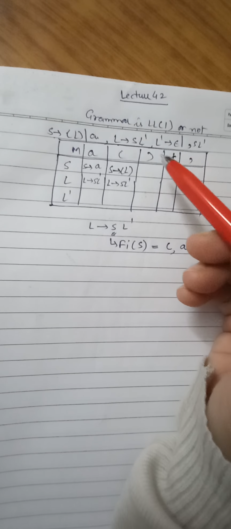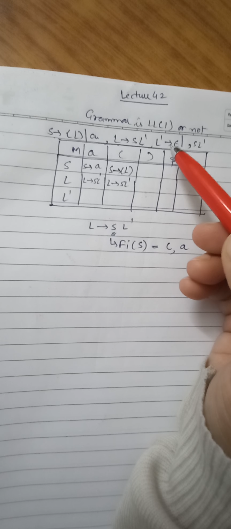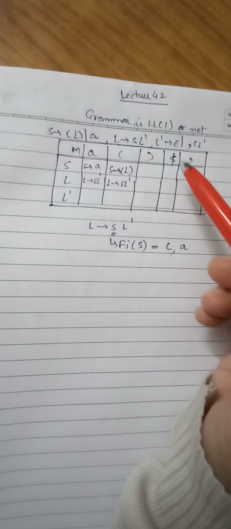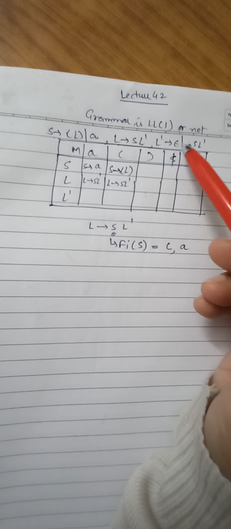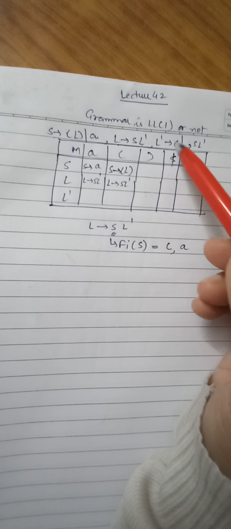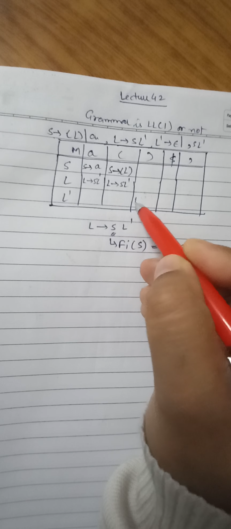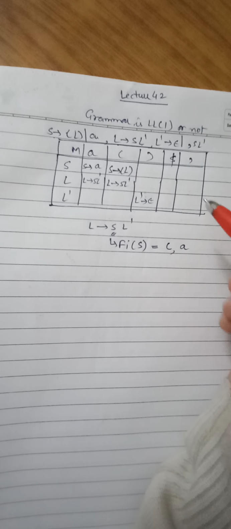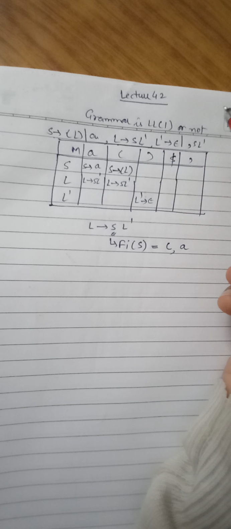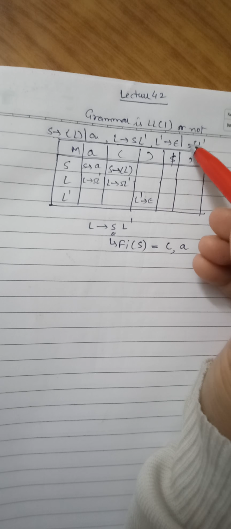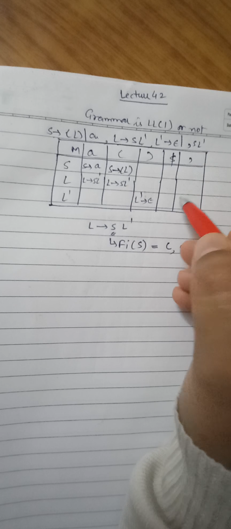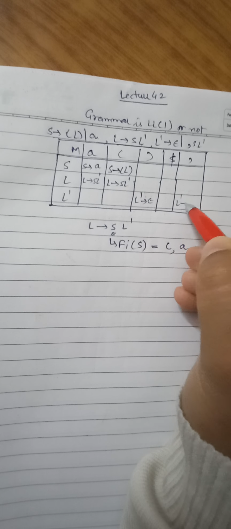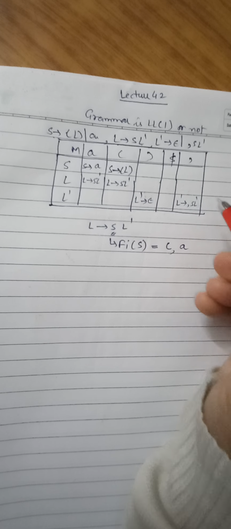Now L dash tends to epsilon. When epsilon comes, we put the production under the closing bracket, so L dash tends to epsilon will come here from the rules, as we have learned in the last lecture. And starting with the comma, L dash tends to comma SL dash will come here.